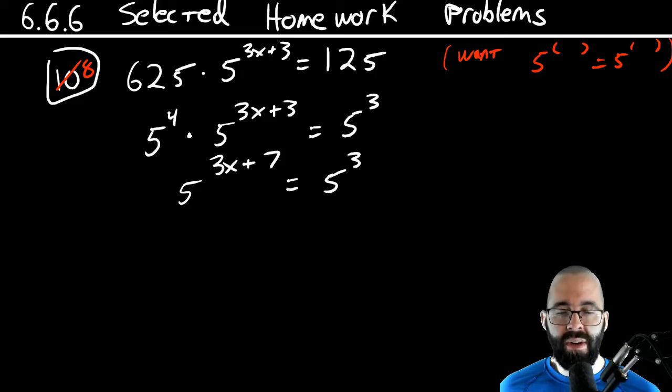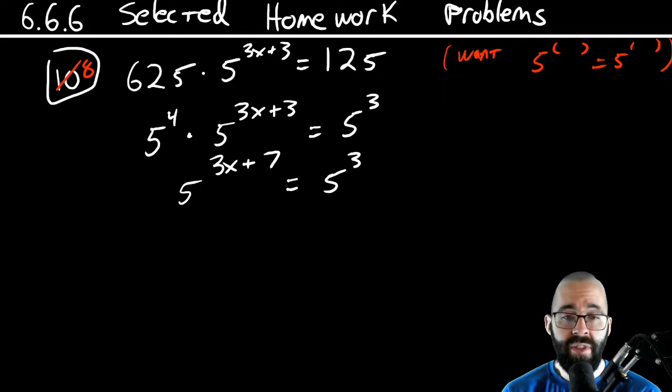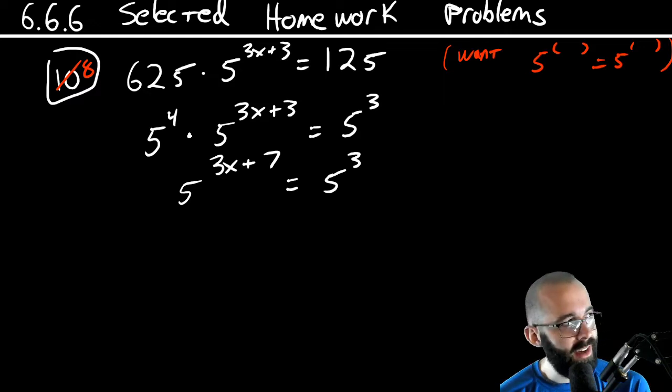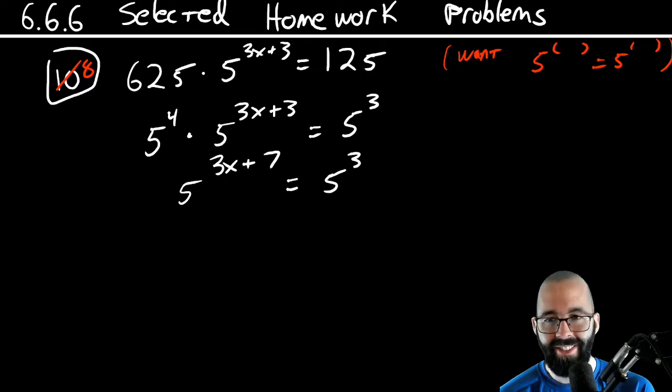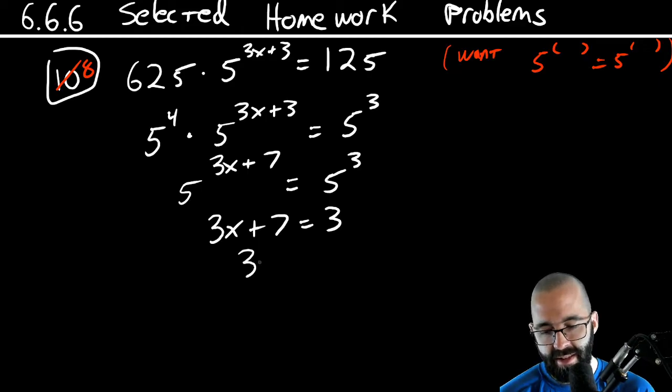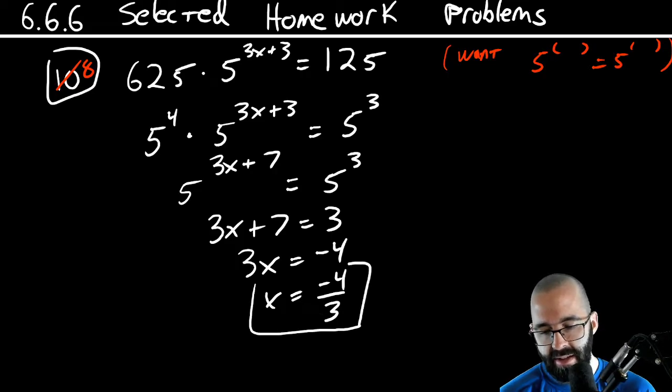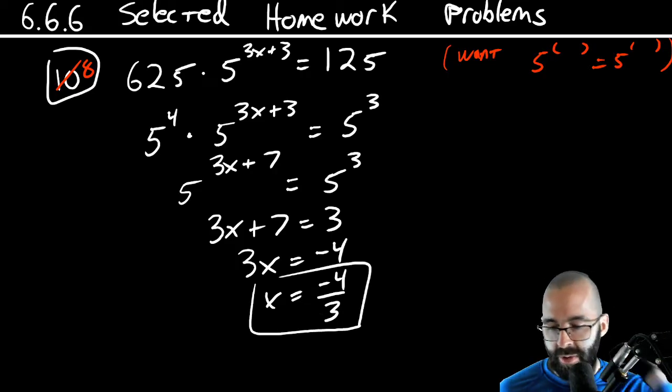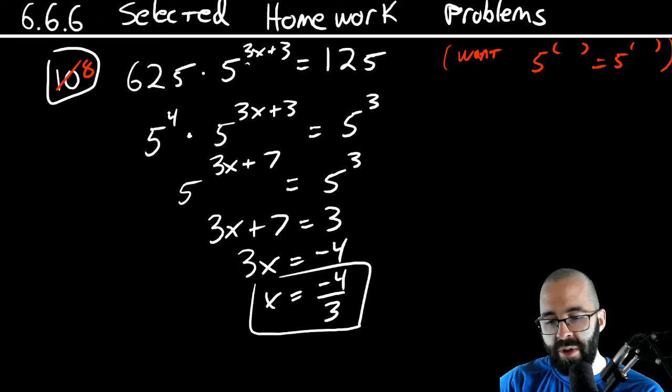And now we can use the one-to-one property for exponents. These are one-to-one functions, so if the functions are equal, the insides, these exponents, are equal as well. 3x plus 7 equals 3. 3x is negative 4. x is negative 4/3. We should be able to check our answer. Hopefully it works. If we plug in negative 4/3, this becomes negative 4 plus 3, negative 1. 625 divided by 5 is 125, so it checks out.